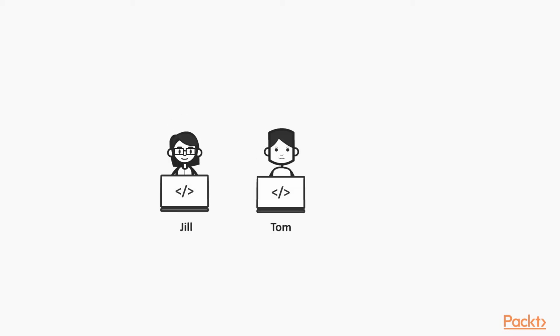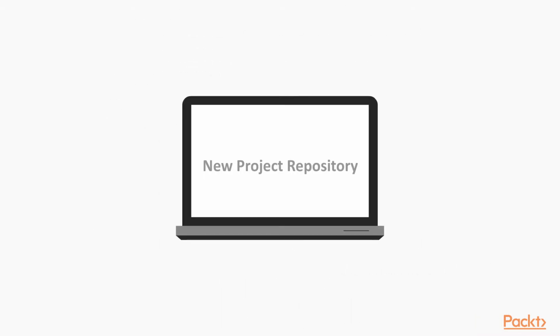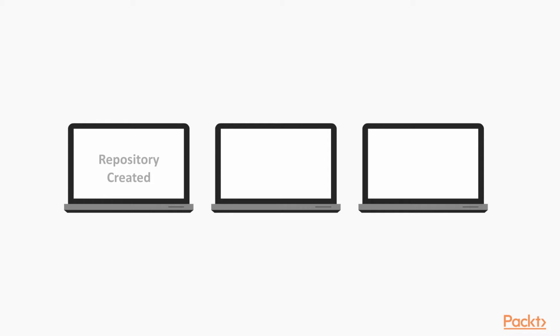Imagine there is a team of 3 developers named Jill, Tom, and Fred working on a financial tracker project that will use Git source control. Tom creates a new project repository on his computer and shares the URL with Jill and Fred. Jill and Fred each run a Git command to create the same repository on their computers. Each member of the team has a version of the code repository on their machine.